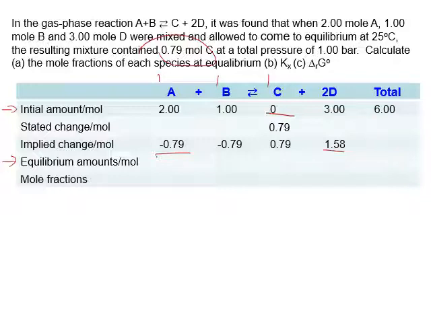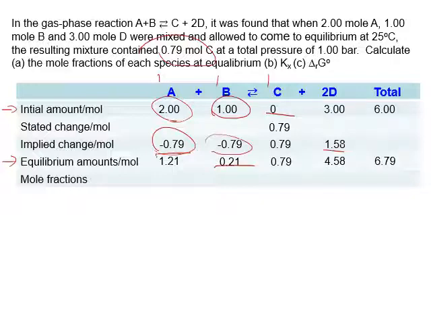Therefore, at equilibrium, the initial for A is 2 minus the change, so 2 minus 0.79 gives you 1.21. For B, 1 minus 0.79 gives you 0.21. And for C, it's 0.79. For D, it is 3 plus 1.58, and that gives you 4.58. At equilibrium, the total amount, when you add them together, is 6.79.